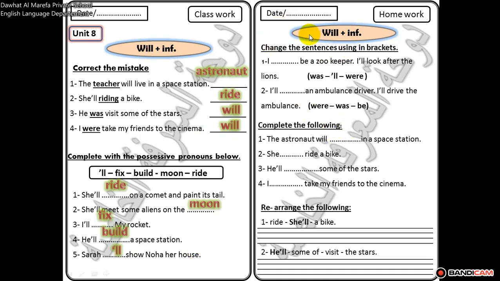Next page, we have homework. You are going to answer this page for homework and make sure your answers are correct.